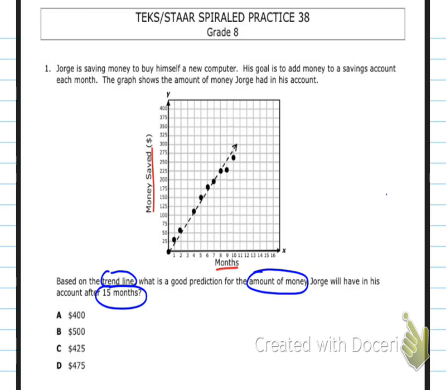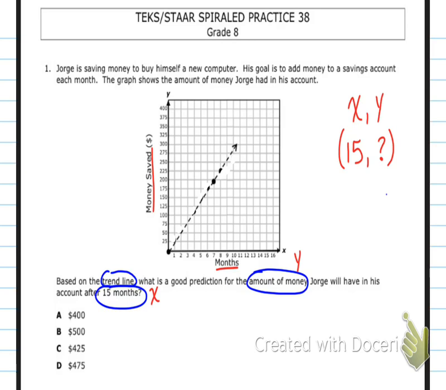Now notice how much money, the amount of money. That is going to represent my Y value, and 15 months is going to represent my X value. So what I'm looking for here is when X is 15, what is my Y? So I'm looking for 15 comma blank. Now what some people try to do is they extend their line, but I want to do this first because when I talk about a trend line, I want to make sure I put focus on the trend line.